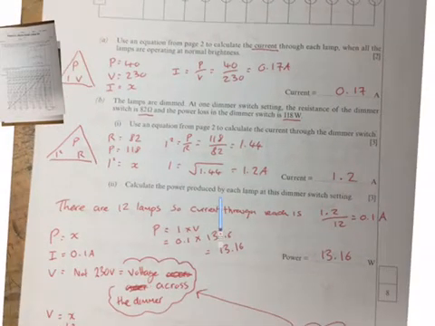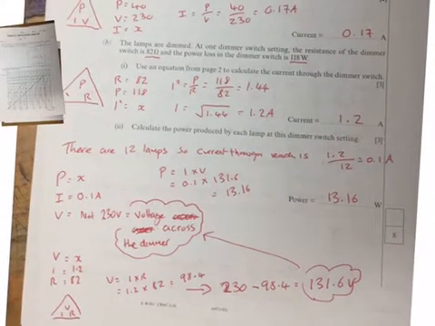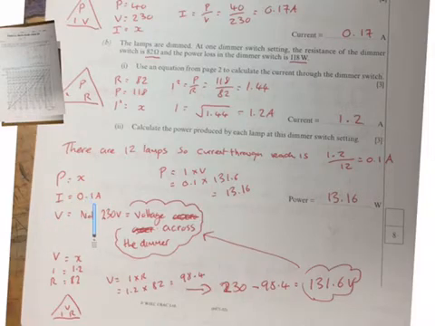Calculate the power produced by each lamp in this dimmer switch setting. Now, the first thing you need to do is the power, because we're not dealing with, let's have a look here. Calculate the power produced, oh, of course, yeah. So we're looking for power. But the current, I'm going to explain how I've got 0.1 now, because there are 12 lamps, and the current through the switch is 1.2 here, because we're still at this setting.